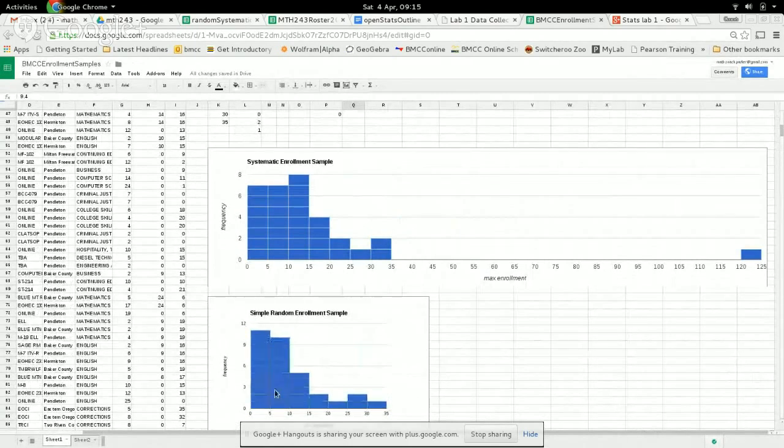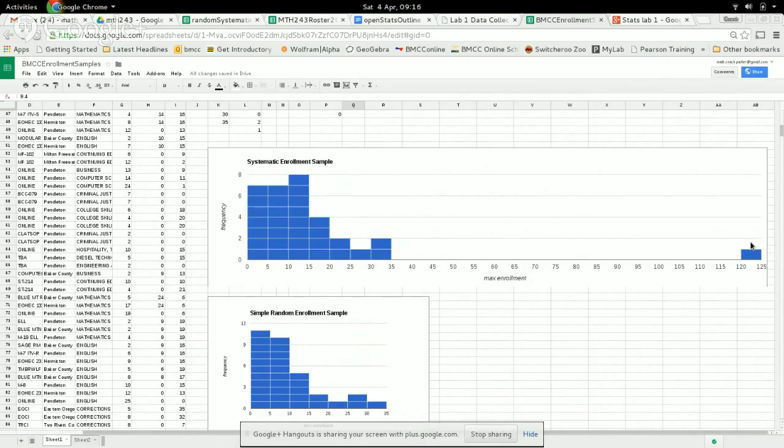They have a kind of similar shape. Most of the data is in here. So what this means is in my sample there were 7 classes that had from 0 to 5 people in it. There were about 7 classes that had from 6 to 10, and from 11 to 15 there were 8. This one's a little bit different. Here I can see there were 11 classes that had 0 to 5 people in it, and so on. So slightly different, kind of similar.